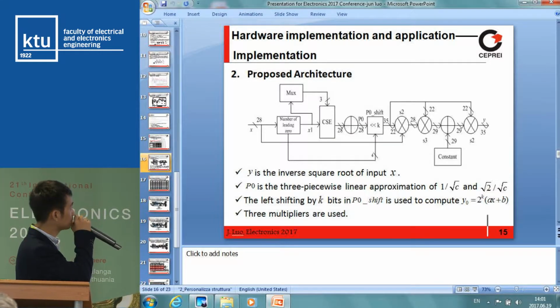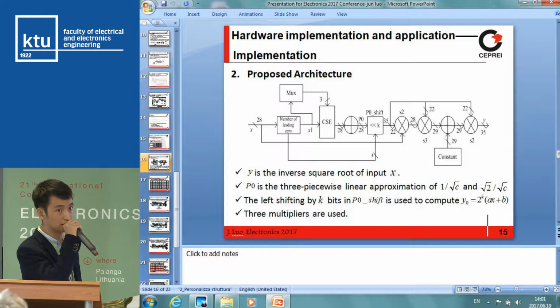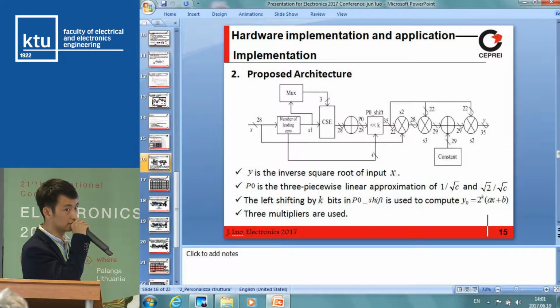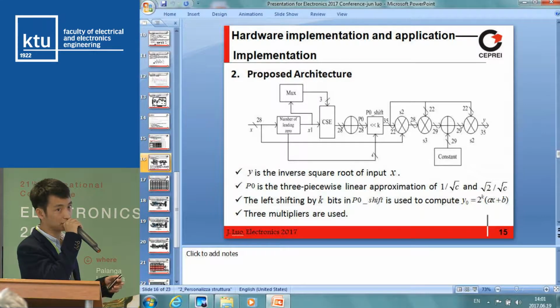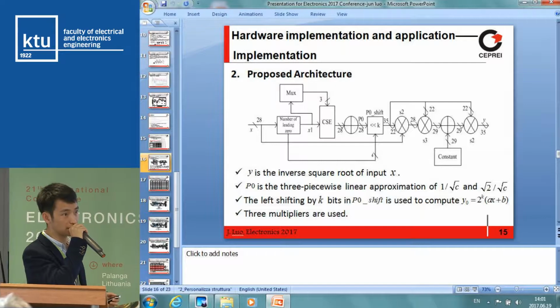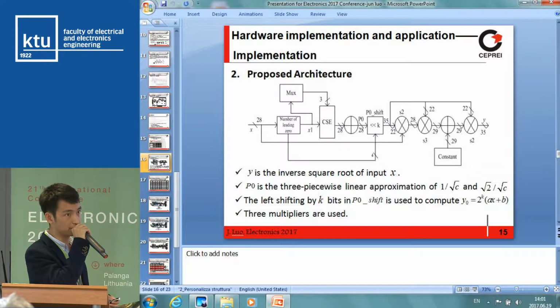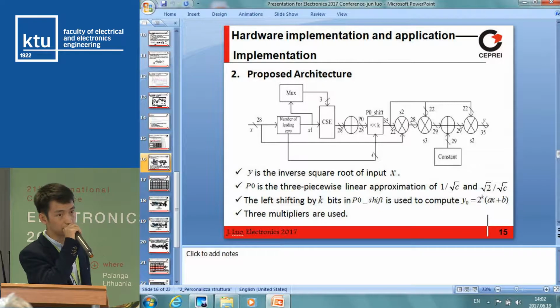We have compared different architectures, and it's a trade-off to implement different methods. So it's hard to say which one is the best, and it depends on your application. And we have used our proposed architecture in image processing, in compressed imaging.